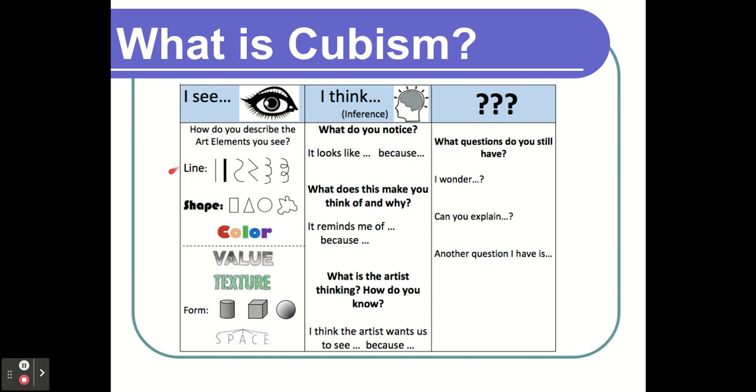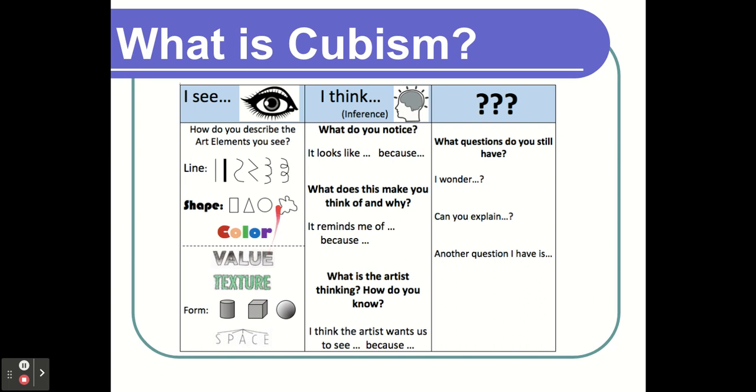After you've started with the first three main elements, take a look at the last four. Do you notice different values? Different textures? Probably not form, because form is three-dimensional, and today we are only looking at drawings and paintings. And do you see any sort of use of space? Is the artist trying to show you objects that are close and objects that are far away? Or does the space seem pretty flat?